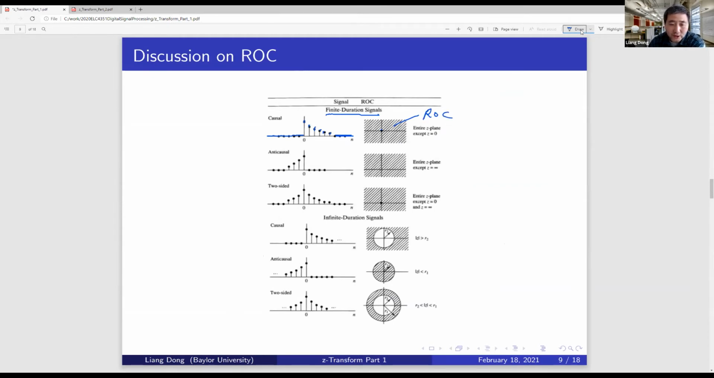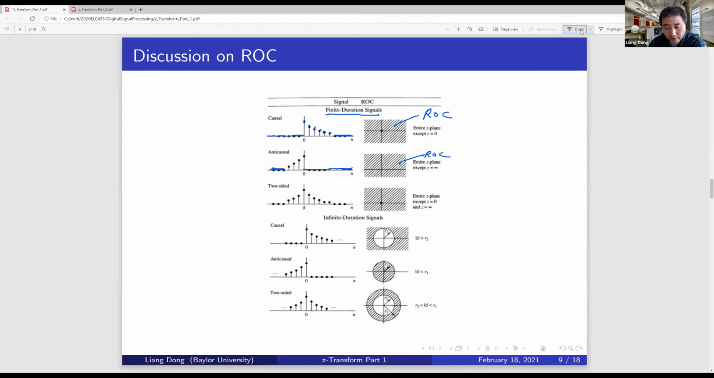It's right here. Anti-causal finite duration signals. Anti-causal means that these parts are 0. It's finite duration, so beyond a certain value of n, beyond a negative number, it will be all zeros. And the region of convergence is the entire z plane except one point at infinity, z equal to infinity. So that's also giving me a region of convergence. If I have a two-sided finite duration signal, then I have the entire z plane except 2 points, z equal to 0 and z equal to infinity.